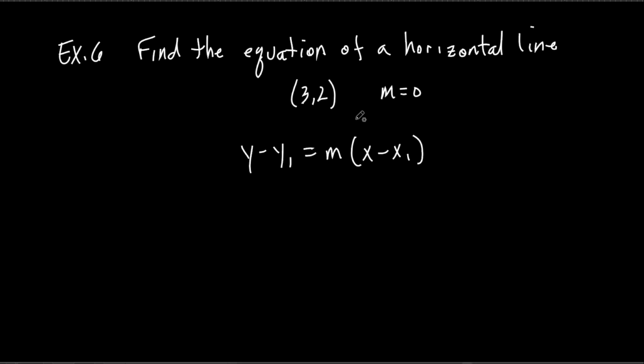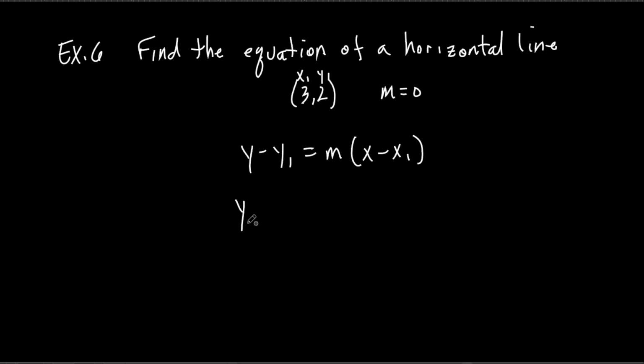Do they give us a point? Sure they do. It's 3, 2. So there's my x1, and there's my y1, and there's my slope. All right, we're doing this for a reason. Remember, the x and the y just stay x and y. The other three things, the x1, y1, and the m, are numbers. We're going to put in numbers for those, and we have those numbers up here.